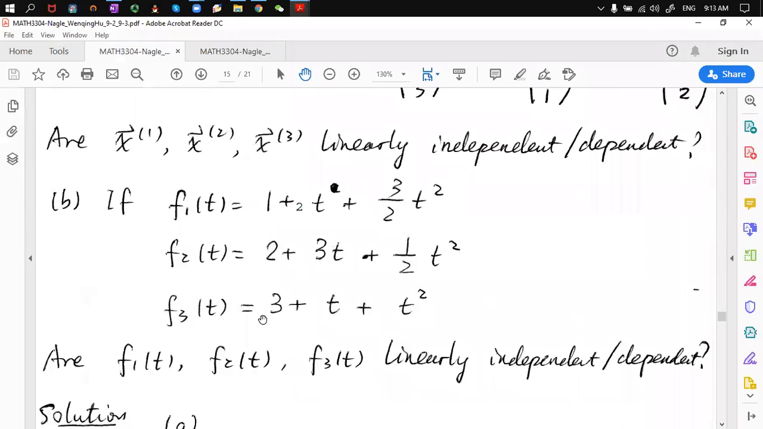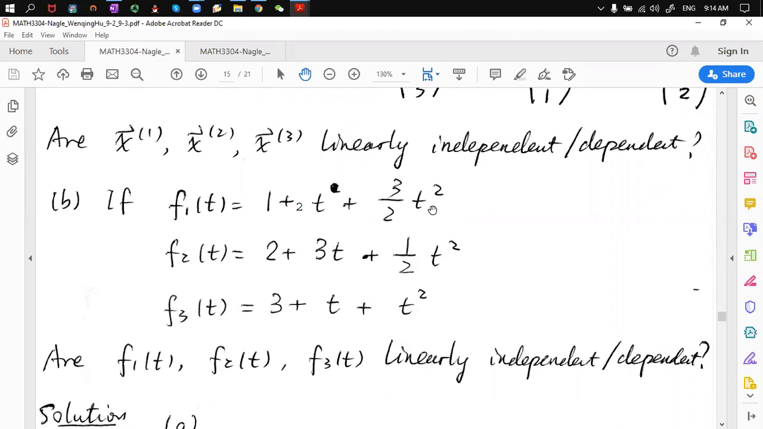And the second question is even more interesting. It says that if you have three functions, the first function is 1 plus 2t plus 3 over 2 t squared. The second function is 2 plus 3t plus 1/2 t squared. The third function is 3 plus t squared. Are they linearly independent or dependent?